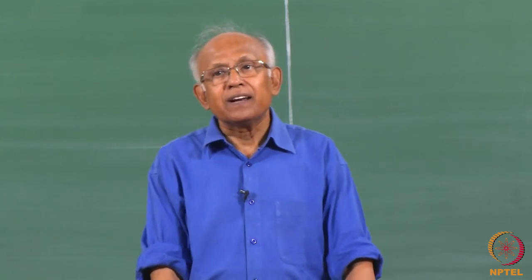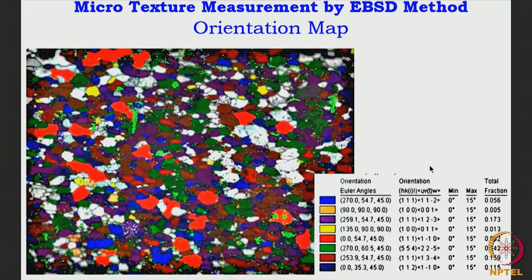The output from the orientation imaging microscope is given in terms of what is known as an orientation map. You see, these are all the grains. You can see the grains very clearly, but the grains are colored. Each color gives a particular orientation. For example, look at the blue colored grains. What are the blue colored grains? These are 11 11 11 bar 2 type of grains. The values are given over here. And not only that, the fraction of such grains in the entire microstructure is also given in this column.